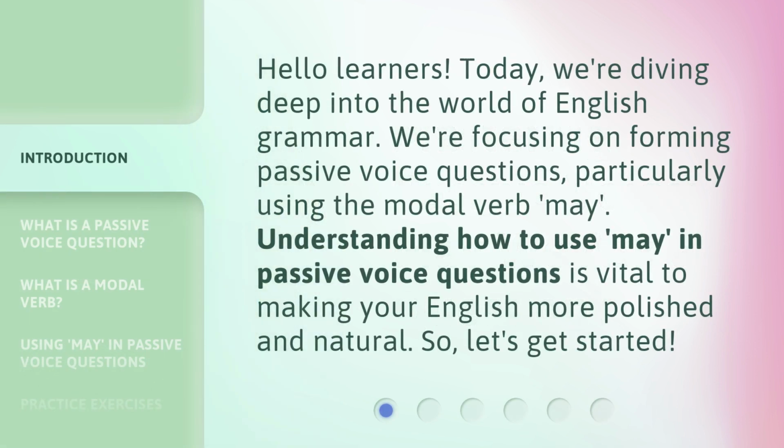Hello, learners. Today, we're diving deep into the world of English grammar. We're focusing on forming passive voice questions, particularly using the modal verb, may. Understanding how to use may in passive voice questions is vital to making your English more polished and natural. So, let's get started.